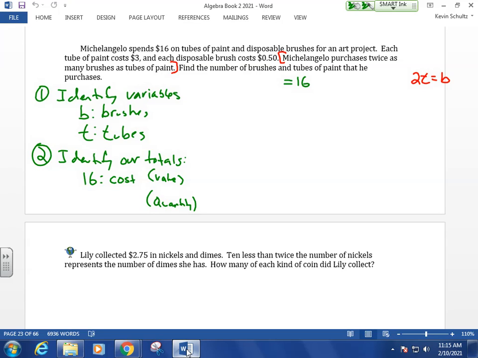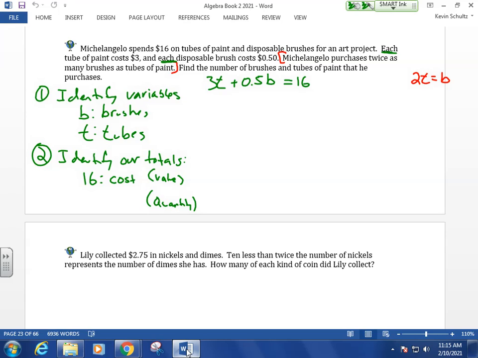Elise? 3t plus 0.5b. $3 for each brush. Remember that word each? That identifies that as a coefficient. Okay? It is attached to that variable. So each tube of paint costs, is this each? Each tube of paint costs $3 and each disposable brush costs 50 cents. Okay? So $3 per tube plus 50 cents per brush equals 16.